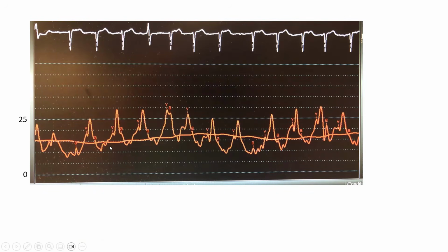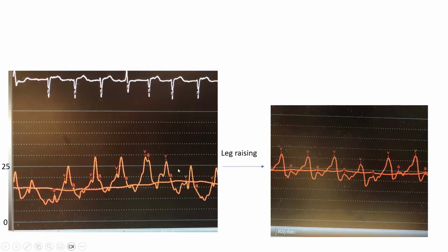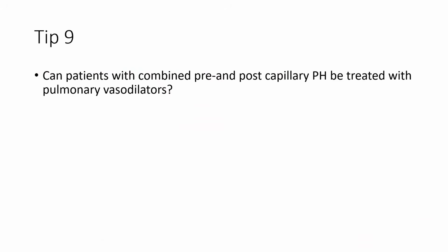Take, for example, this patient with a mean wedge pressure of 14-15 but a marked V wave. We performed just passive leg raising on him, and you can see that the mean wedge pressure rose easily to close to 25 millimeters of mercury, and the V wave rose further, which established the diagnosis of left HFpEF in this patient and combined pre- and post-capillary PH.